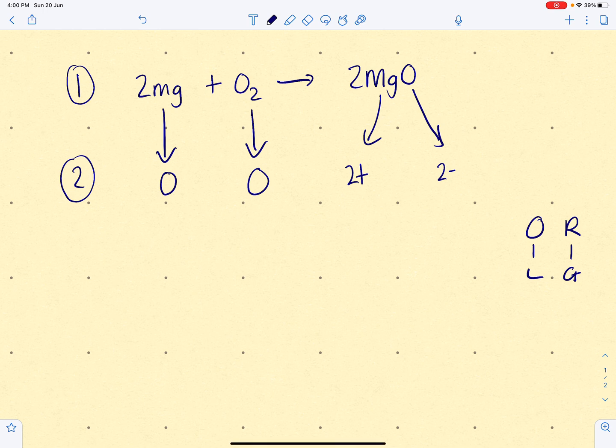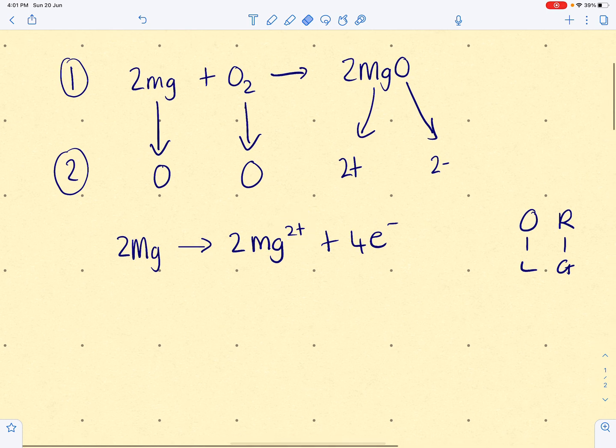So we're going to write half equations. Now half equations only focus on one species. So we can see we've got two species here, so two halves. So the first half equation is going to be magnesium going to, two magnesium atoms make 2 magnesium 2+ ions. Those magnesium ions have also given away 4 e- or 4 electrons, because in order to become a 2+ ion, each one has to have given away 2 electrons, and we've got 2 of them. So we've got 4 electrons in total.